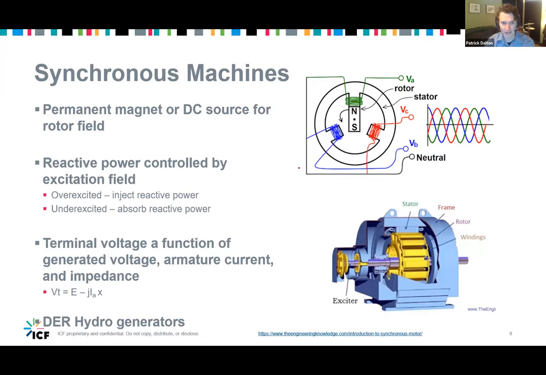So the voltage applied to the excitation field can cause the machine to either inject reactive power or absorb reactive power. And in terms of DER, synchronous machines are relatively few and far between, but I have seen and worked on interconnections for run of the river hydro generators that are relatively small. So it is a technology that we see on the DER side. And we'll talk a little bit about a comparison between the technologies in a few slides here, but I sort of see inverters and synchronous machines as kind of endpoints in terms of being the most different for real and reactive power control and fault current response.